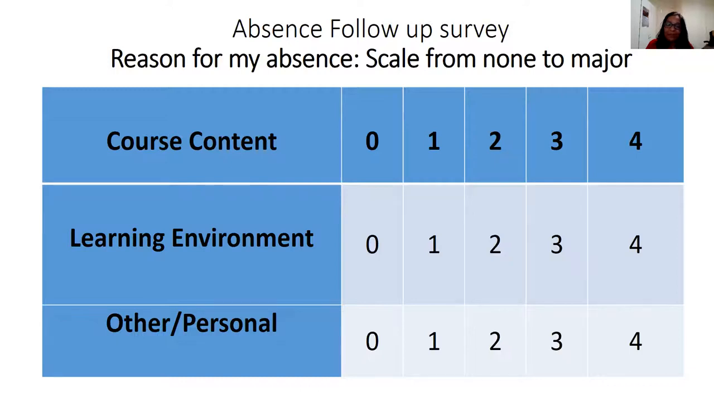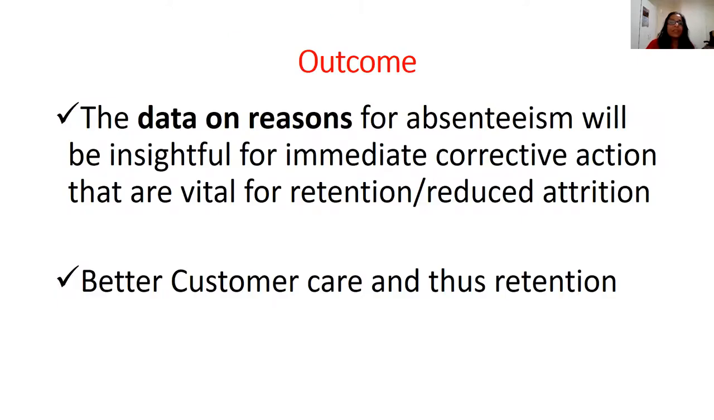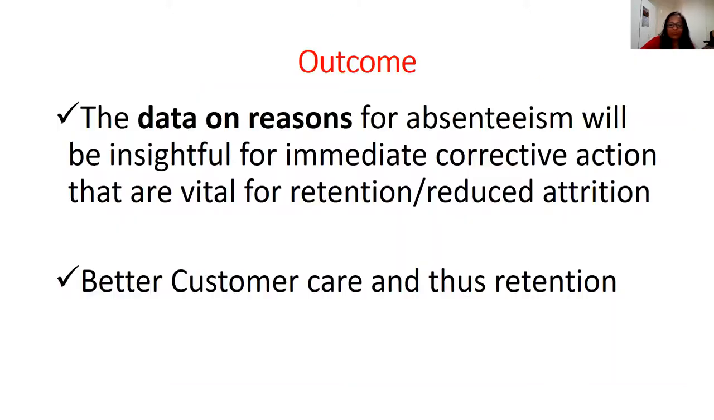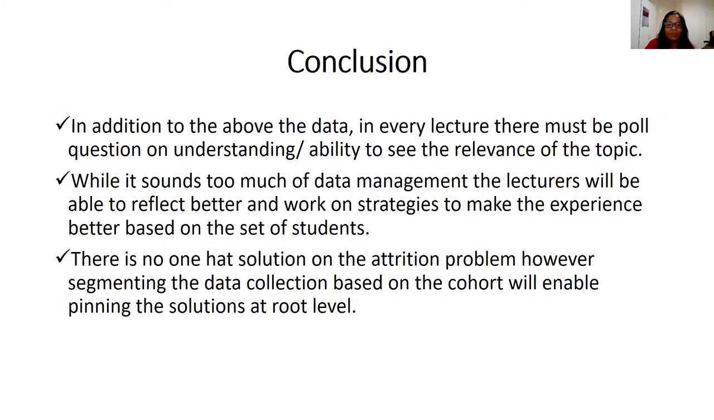These need to be addressed, and it is a data-driven solution again. Based on the reasons for absenteeism, immediate corrective actions can be taken. If it was to do with the course content, maybe that can be reviewed. If it was to do with the learning environment, that could be reviewed. And if the majority of students say it's personal or other reasons, maybe we need to strengthen our student support team and make the student welfare team better. And the net result would be better customer care and retention.